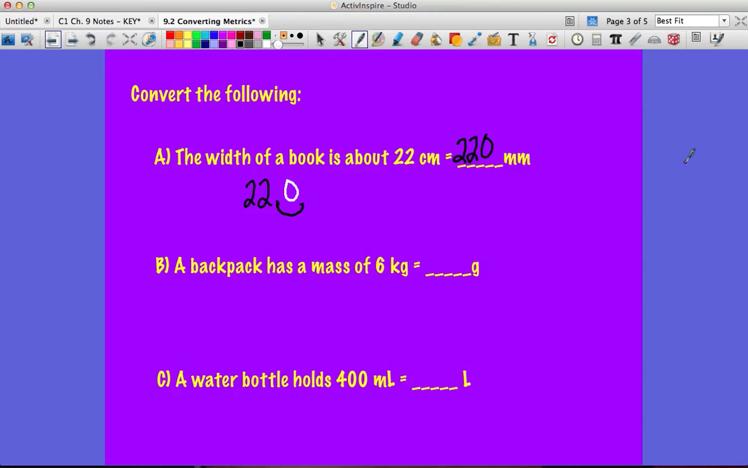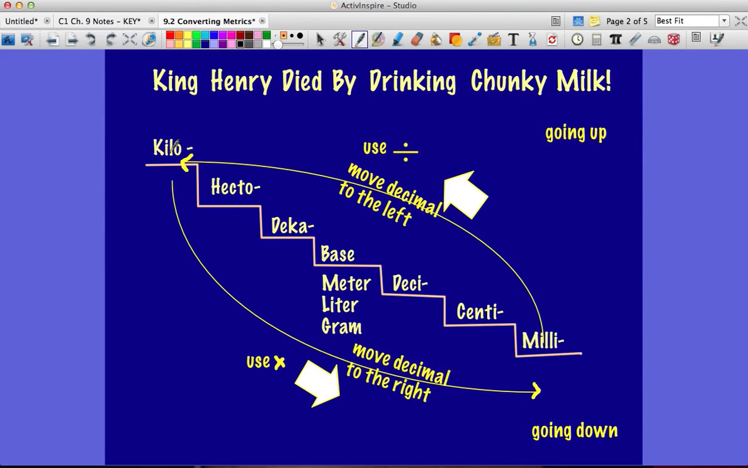A backpack has a mass of 6 kilograms. I want to know how many grams this is. This doesn't change just because now we're working with grams instead of meters. I still go back and take a look. I'm going from kilo to base, so I'm going down the stairs, so I'm still going to move my decimal to the right. And this time I'm going to move it 1, 2, 3 spaces.